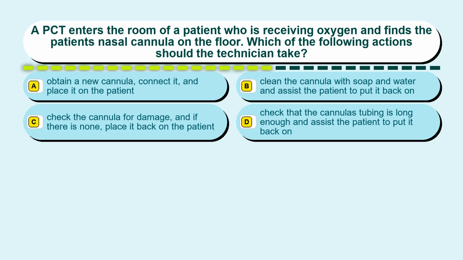Option A, obtain a new cannula, connect it, and place it on the patient. Option B, clean the cannula with soap and water and assist the patient to put it back on. Option C, check the cannula for damage, and if there is none, place it back on the patient. Option D, check that the cannula's tubing is long enough and assist the patient to put it back on.